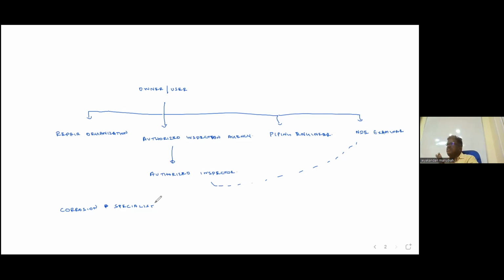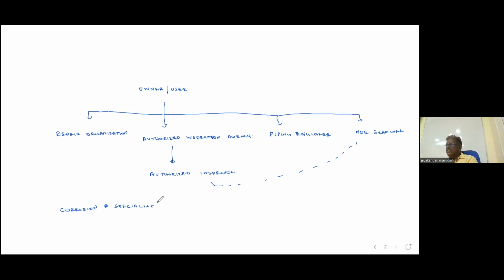Please understand these basics are very, very important. So no need to write anything, just listen, because tomorrow only we are going to start the class. So the authorized inspection agency will do inspection through inspectors. They will appoint the inspector, they will choose.